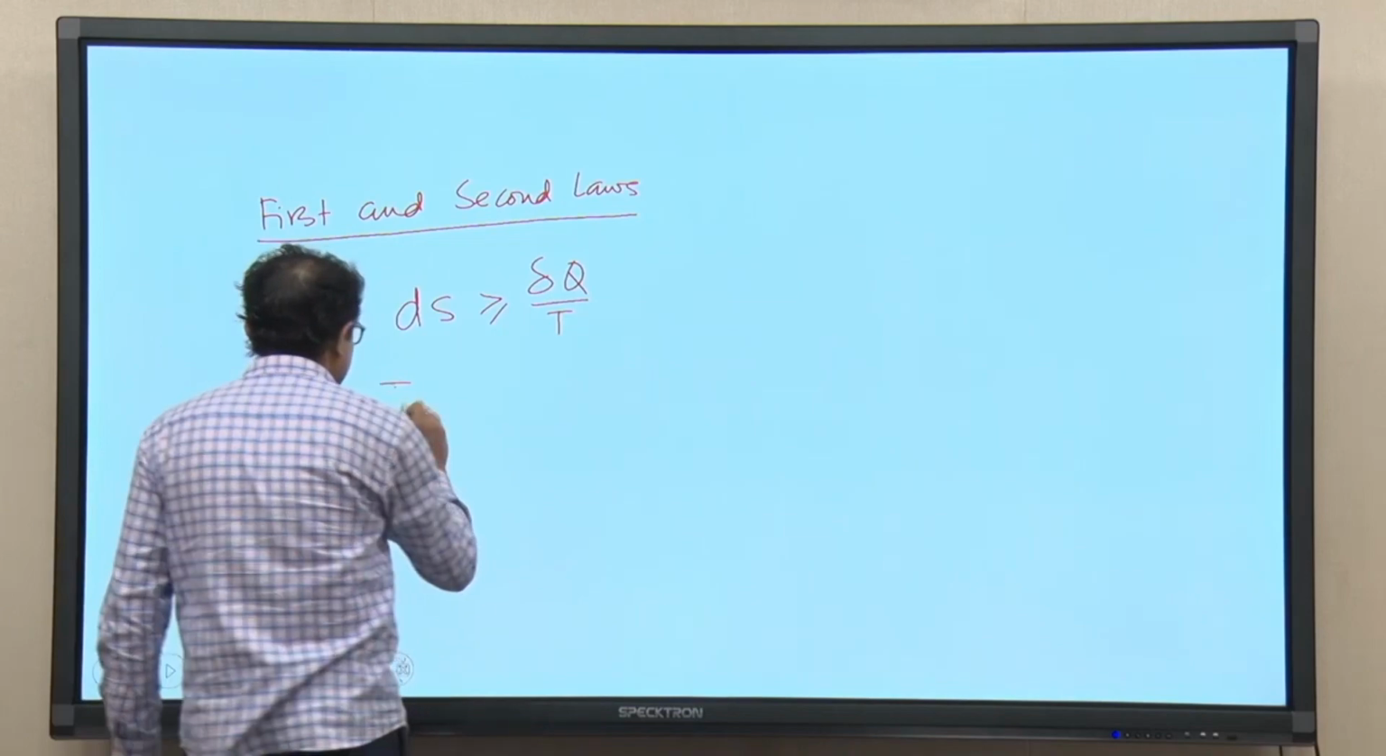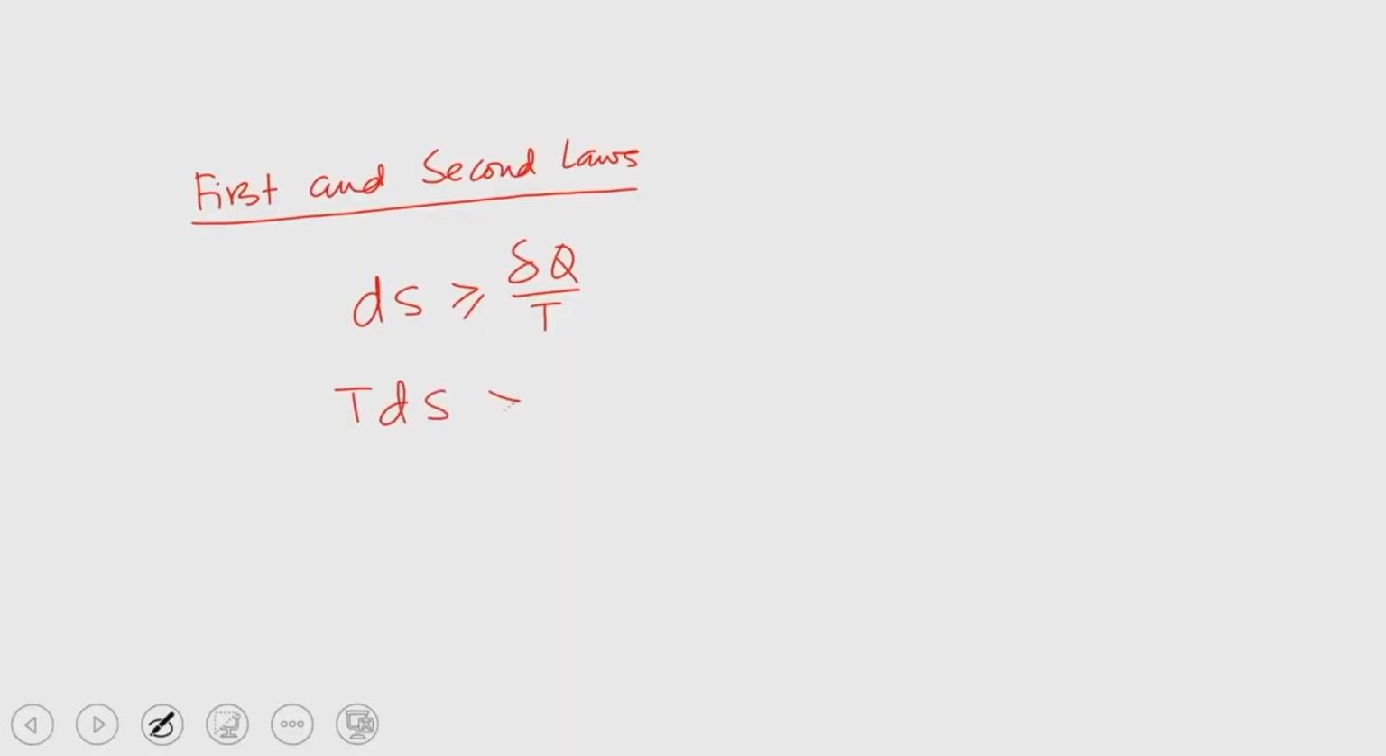So, now we can write T dS greater than or equal to δQ. This we can write from the second law. If we now use the first law, then we can write for a closed system. So, we are writing now for a closed system.